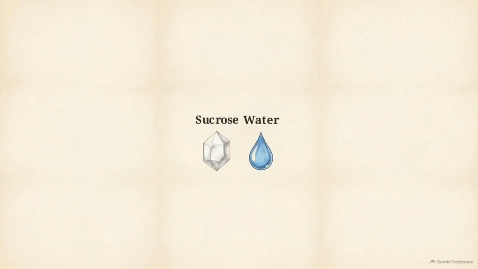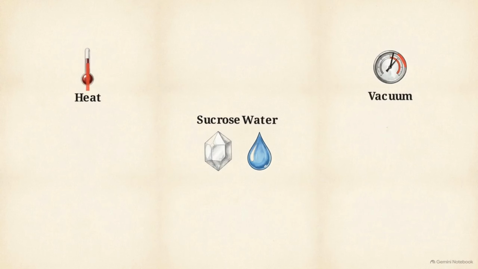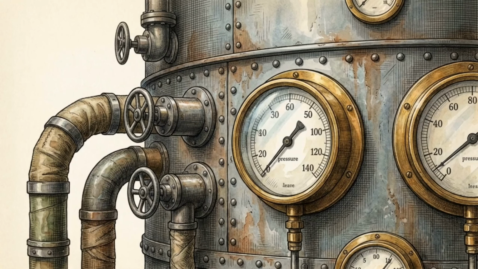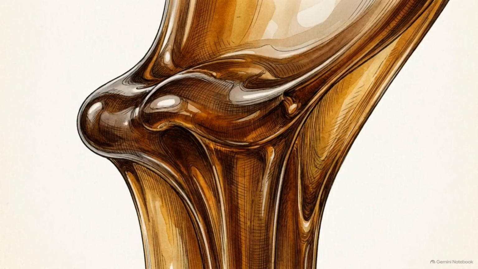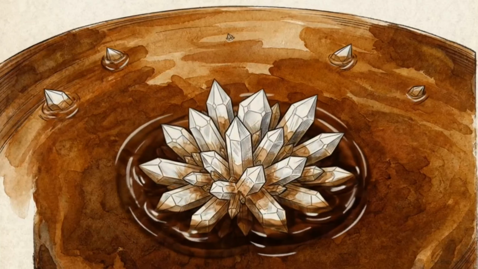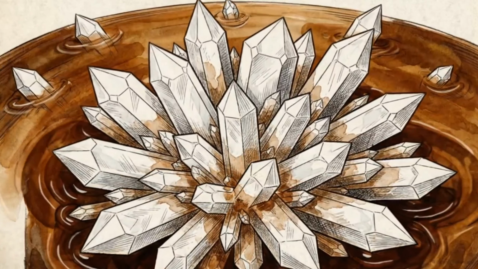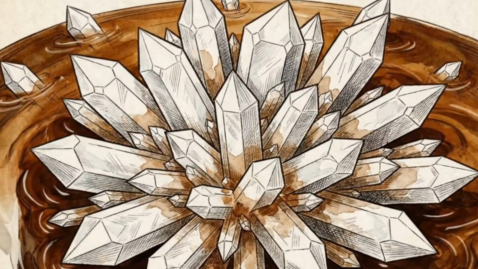This application of heat and vacuum pressure is the necessary bridge to separate the plant's natural sugar from its biological water content. Inside controlled vacuum pans, the syrup is pushed to a precise saturation point, where the dissolved sucrose can no longer remain in a liquid state. Tiny seed crystals are introduced, acting as a foundation for sucrose molecules to bind and grow into solid, geometric structures.